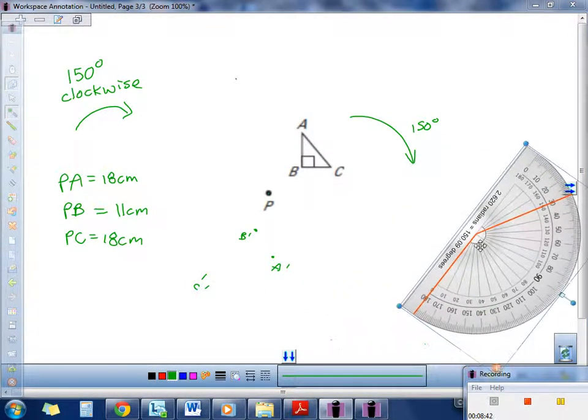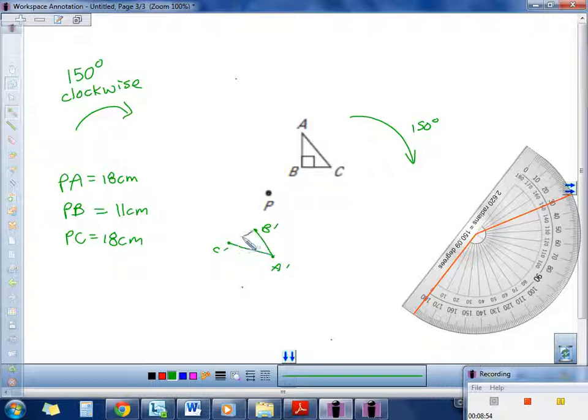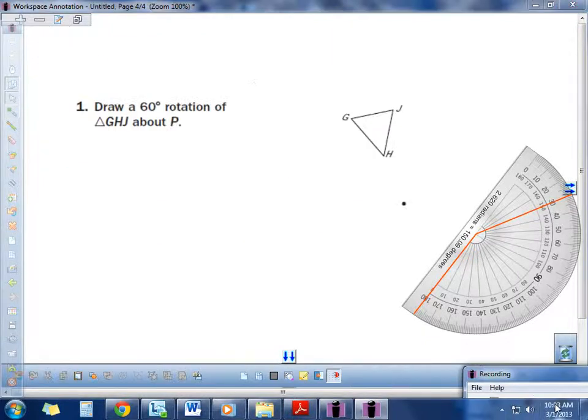I can move my protractor. And now I can just use my ruler. And I'm going to line it up to where that C prime mark is, and line it up with my P. I'll put a dot on the 18. There's my C prime. I'm going to move this B prime a little bit and connect the dots. And it does give a right angle, so place that right angle on it. So that's what it should look like, rotated 150 degrees.